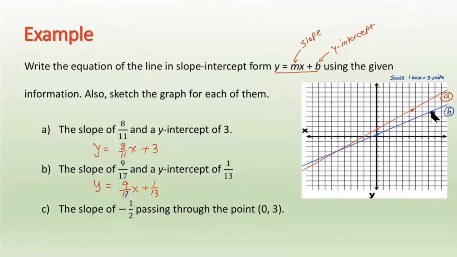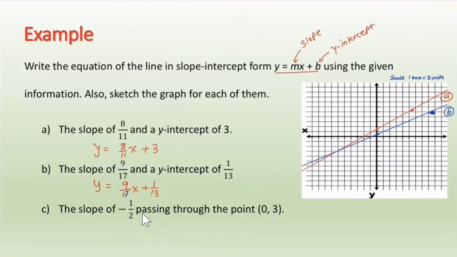That's B. Let's look at C. In C, you can see the slope is -1/2. Both lines have positive slope in A and B. So when you go from left to right, they are going up. But in the third one, the slope is negative. That means the line will come down like this. When you go from left to right, the line will go down.